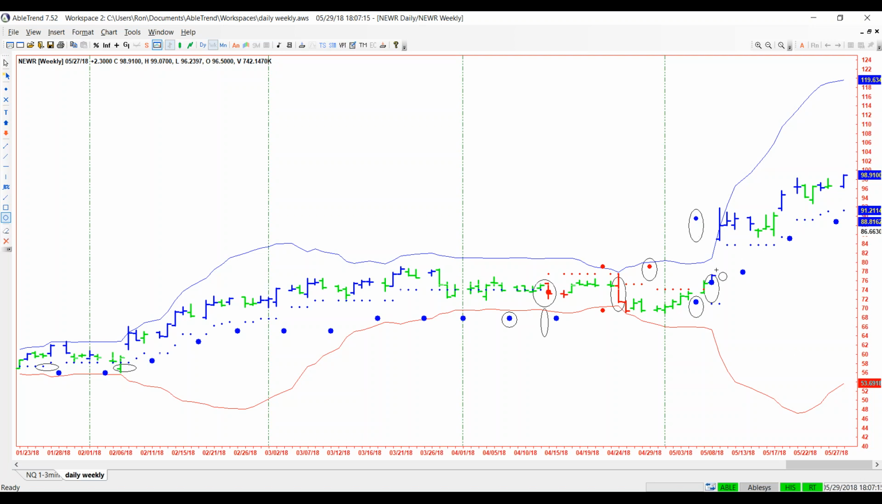And then this one worked out real nice, especially if you're an option trader. You're in at 77, I'll call it 78, and it's 98 today. That's a really good one there. Yeah, it's $20 a share, about 25% in 2 weeks using Able Trend signal. Now you've got a call option on that one. You know, that's some really big money there.